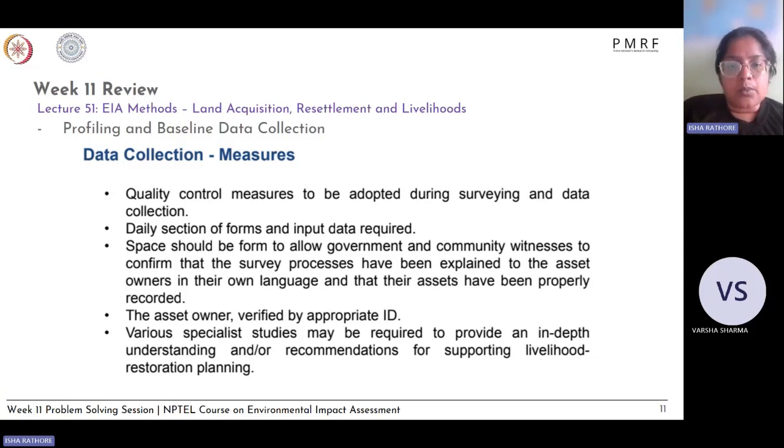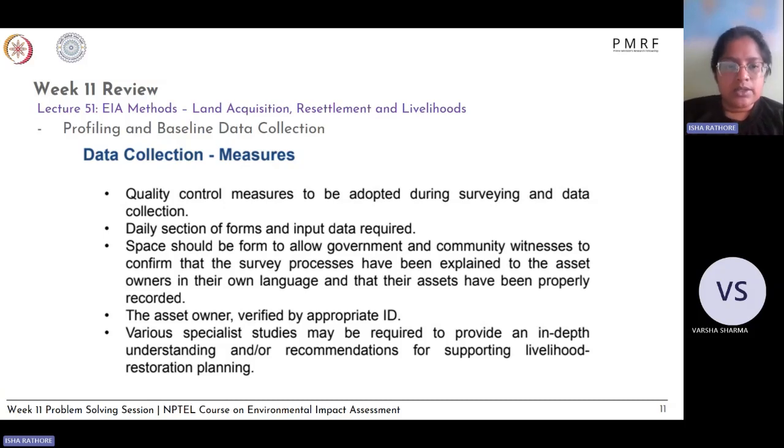Space should be formed to allow government and community witnesses to confirm that the survey process has been explained to the asset owners in their own language, and that their assets have been properly recorded. That is all of the information. There should be witnesses who can say that the survey process and the questions which were asked of them and the required documents which were scanned were done in the language in which the community was comfortable. That is, they understood all of the things which were conveyed to them, and they were able to give the right answers.